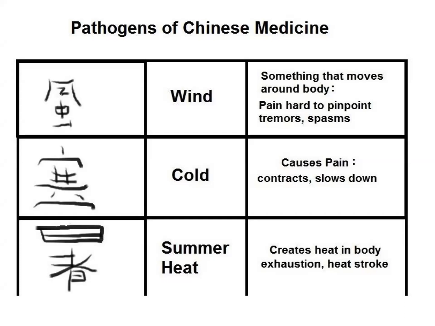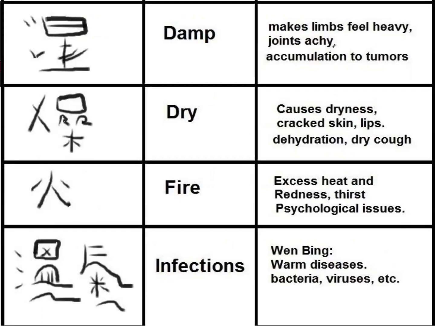Then summer heat, it creates heat in the body, and it causes exhaustion and heat stroke. Damp makes the limbs feel heavy, the joints achy, accumulation to tumors. Dry causes dryness, cracked skin, and lips. So there will be dehydration and dry cough. Fire is another pathogen, which causes excess heat and redness and thirst, plus psychological issues. Infections, wenping. So this is for warm diseases like bacteria and viruses.